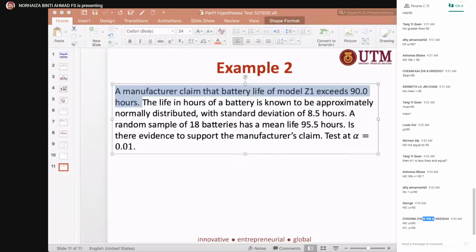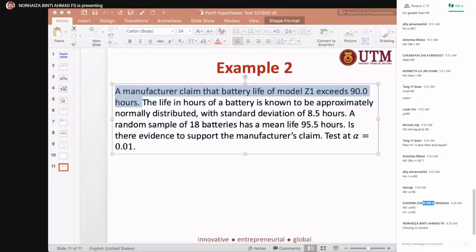So you can see that in your hypothesis, both H naught and H1 have a parameter mu, and both of them have some sign, and both of them have values. The question is asking whether the battery exceeds, so your claim is on your H1. H naught has an equality sign, so it's the opposite. So this is correct. It satisfies all the conditions.